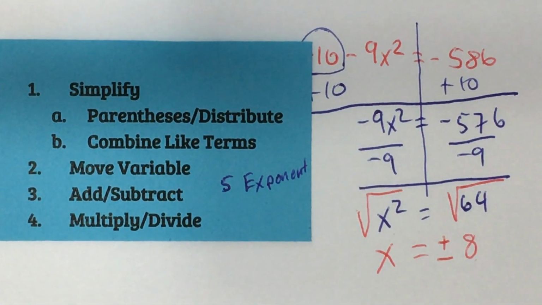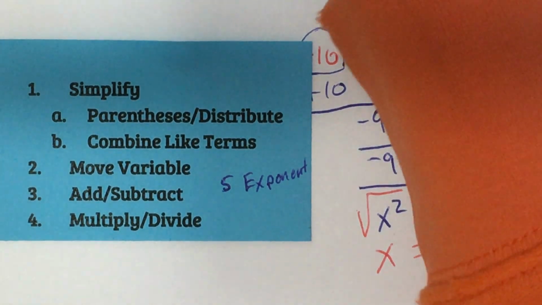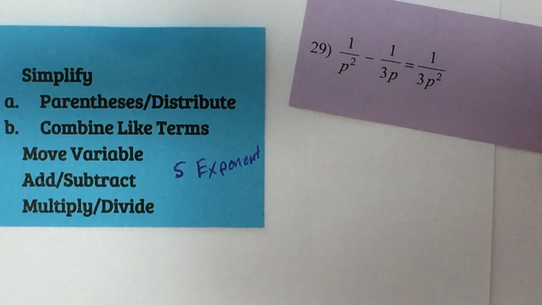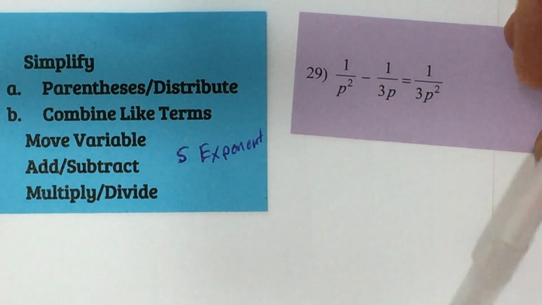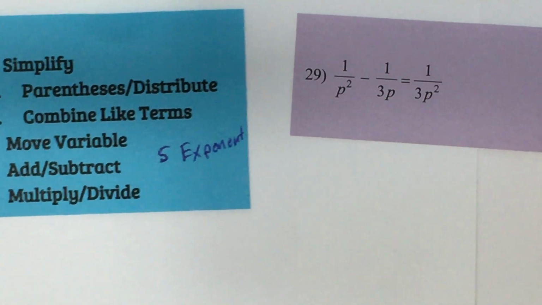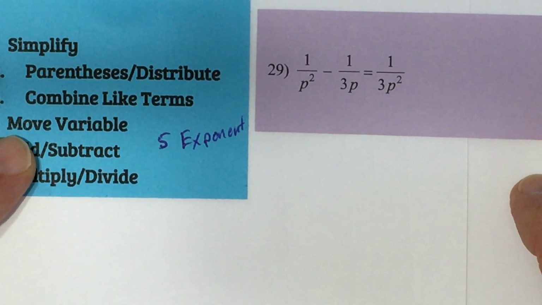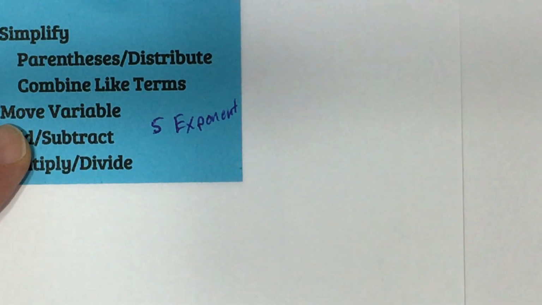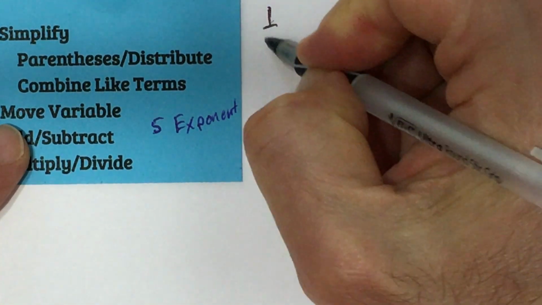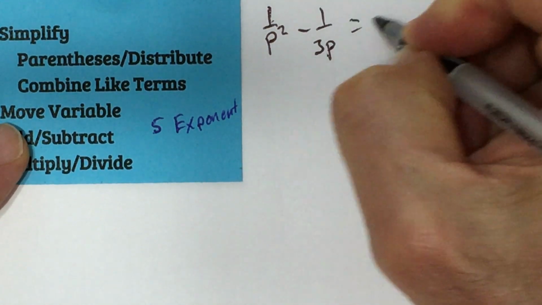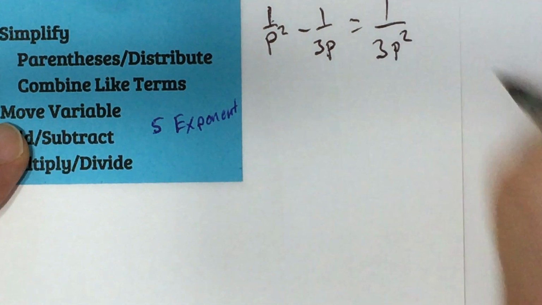Okay, this is some wild stuff. Let's try this one. I have a whole bunch of fractions. Let me write them down. 1 over p squared minus 1 over 3p equals 1 over 3p squared.